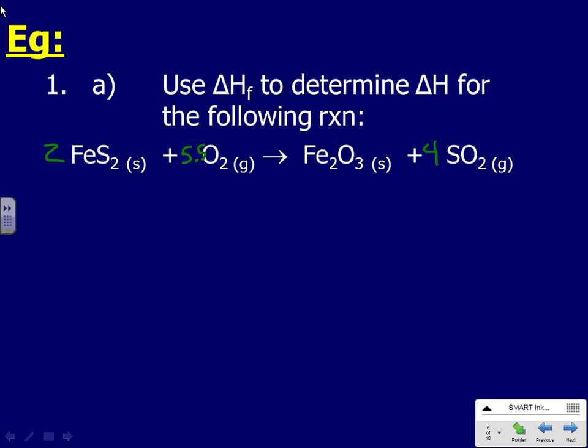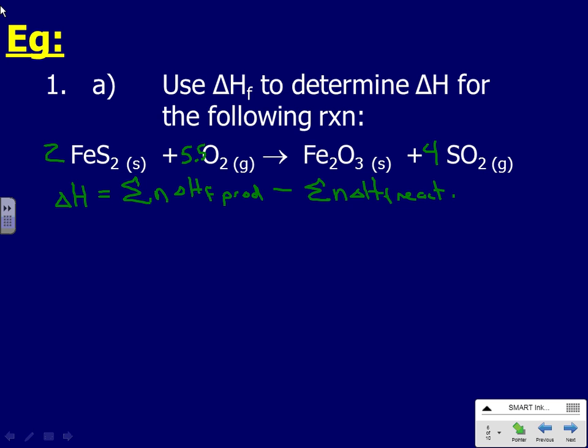Okay, so now we're ready to find the delta H. According to the equation, I'm going to rewrite the equation. I find sometimes during a test, if I know it, I start to write the numbers down, but I'm going to write it for this first one. So it states that it's the sum of the coefficients times delta HF for the products, minus the sum of the coefficients times delta HF for the reactants.